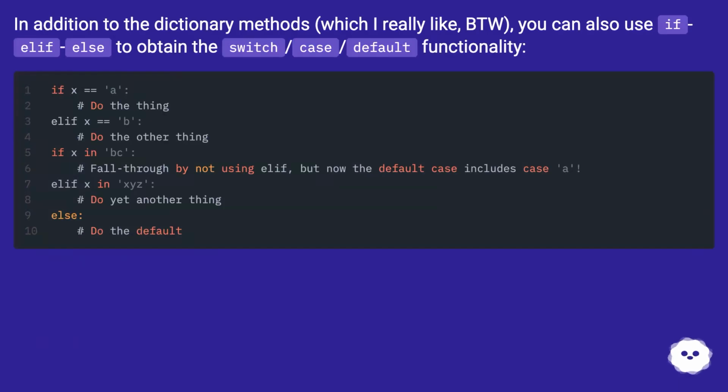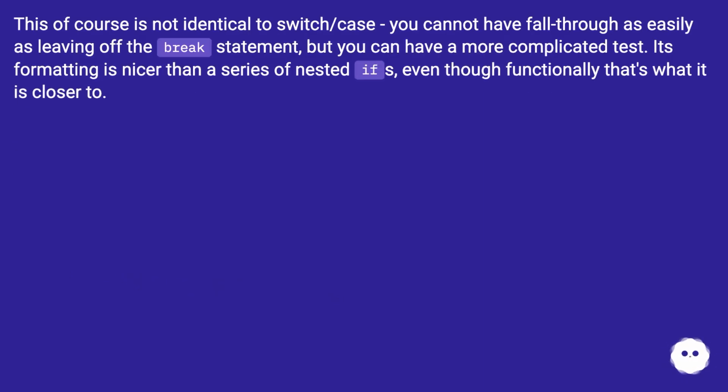In addition to the dictionary methods, which I really like, by the way, you can also use if-else to obtain the switch case or default functionality. This of course is not identical to switch case. You cannot have fall through as easily as leaving off the break statement, but you can have a more complicated test. Its formatting is nicer than a series of nested ifs, even though functionally that's what it is closer to.